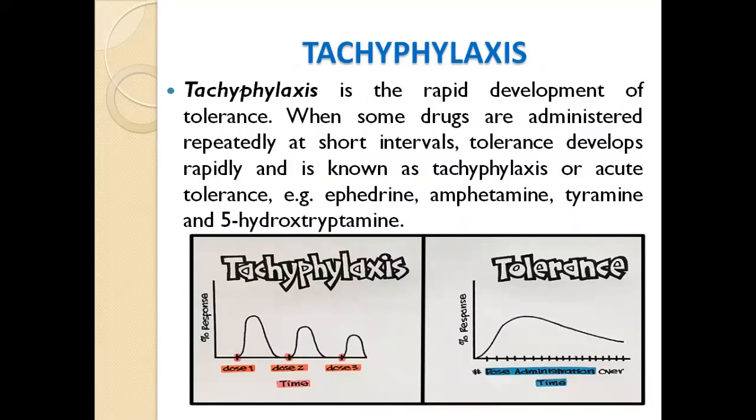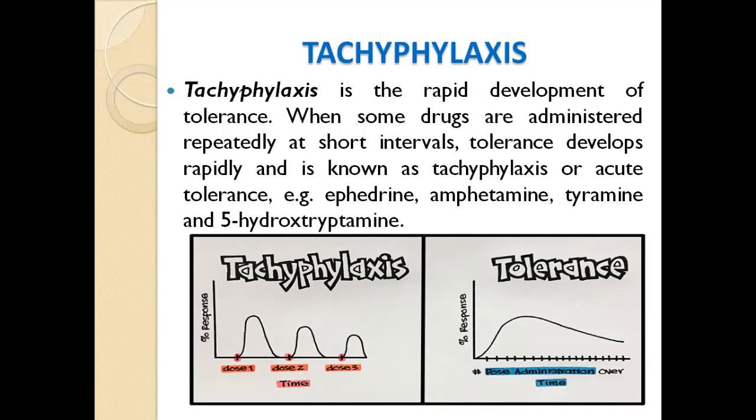Next, we see about tachyphylaxis. Tachyphylaxis is the rapid development of tolerance. When some drugs are administered repeatedly at short intervals, tolerance develops rapidly and is known as tachyphylaxis or acute tolerance. Example, ephedrine, amphetamine, tyramine, and 5-hydroxytryptamine. So, what is tachyphylaxis? It is the rapid development of tolerance when some drugs are administered repeatedly at short intervals.